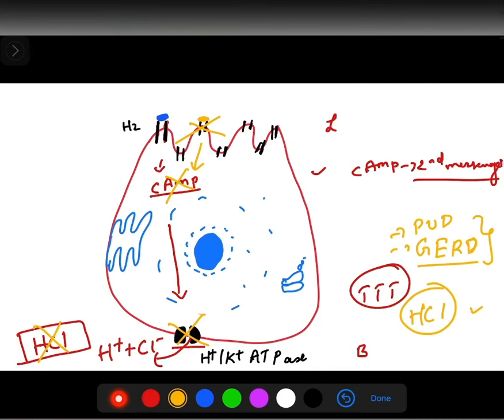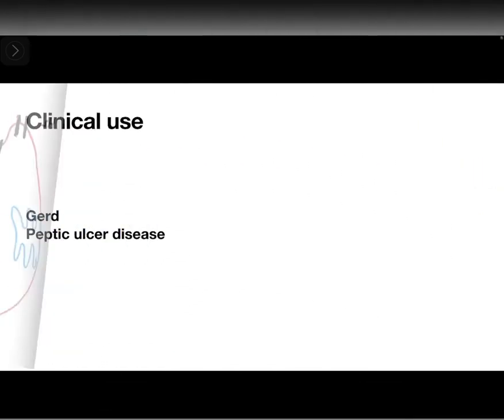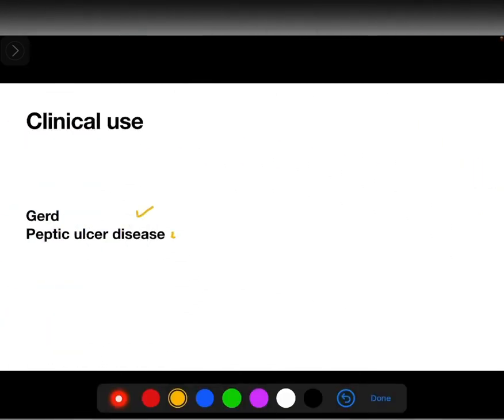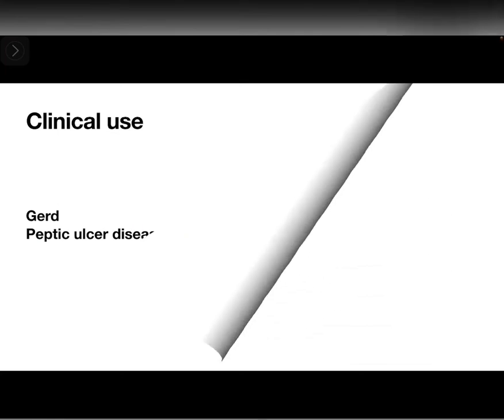So we should stop this, and we can stop this by using H2 blockers. Now I think it will be easy for you to remember. I will try to make it as simple as possible. So now the uses are GERD and peptic ulcer disease.